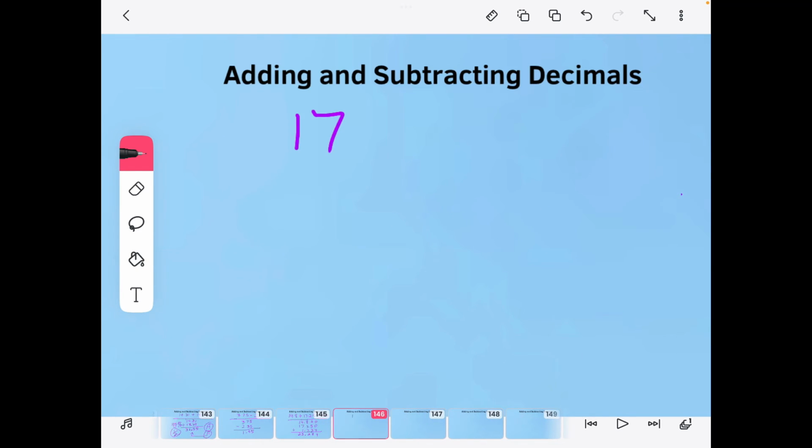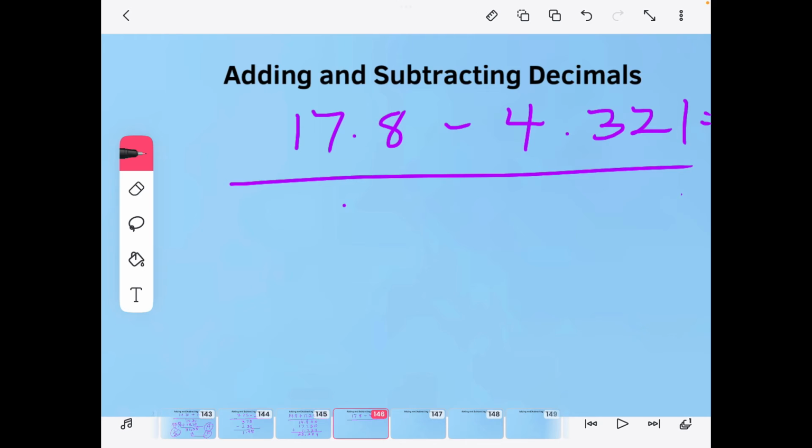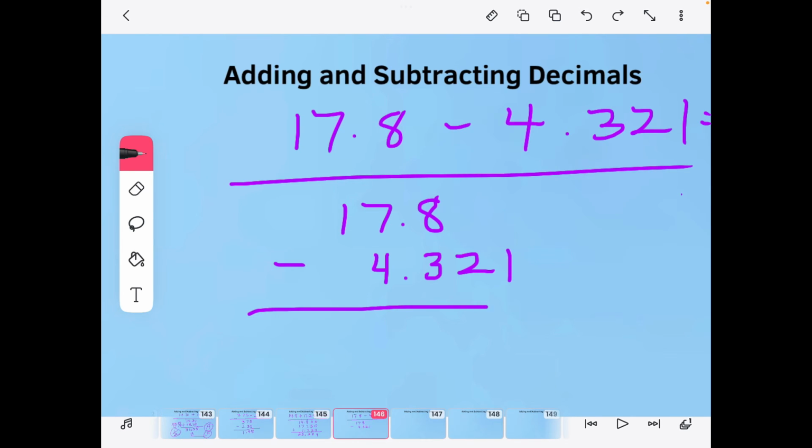Suppose I have 17.8 minus 4.321. What does that equal? First, the most important thing is to write my numbers, double check them, make sure they match. Put my minus sign here. 4.321. Does that match? Yes. Draw the line, put my decimal point, fill in my zeros. This is subtraction.